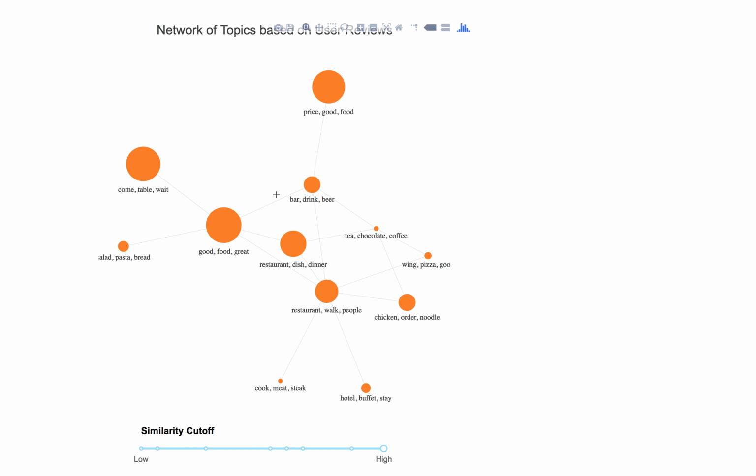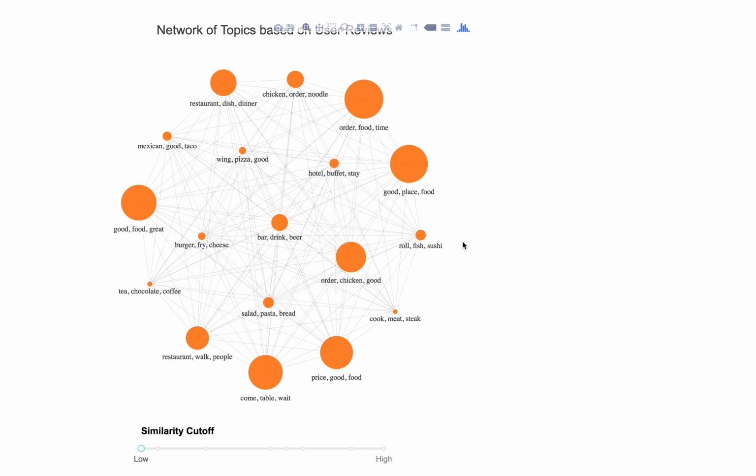So the first visualization, as you can see here, shows a very dense network of topics based on user reviews. Each bubble we see over here is actually a topic, and the words written underneath it are the most relevant words that describe that topic.